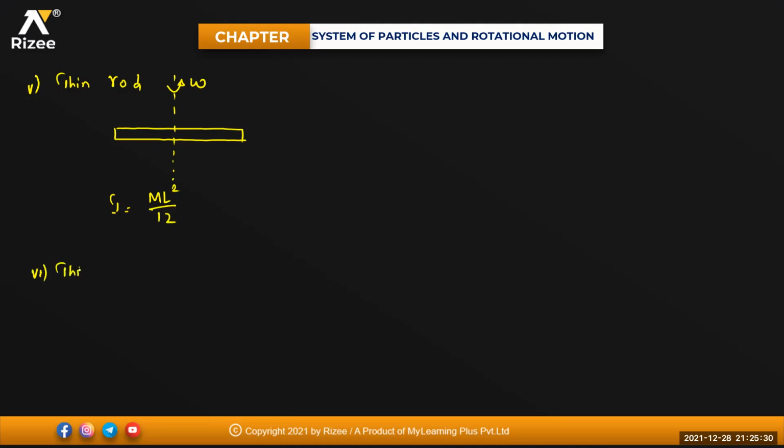Sixth one. The same way, thin rod, but now the axis is at one end, beta. If the axis is at one end, moment of inertia for this one will be equal to m into L square divided by 3. Clear?